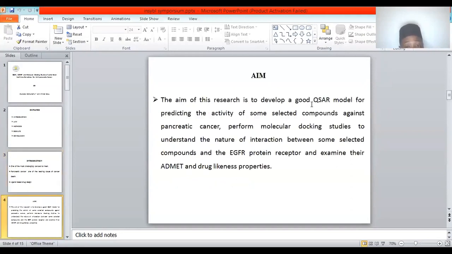The aim of this research is to develop a good QSAR model for predicting the activity of some selected compounds against pancreatic cancer, perform molecular docking studies to understand the nature of interaction between some selected compounds and EGFR receptors, and examine the ADMET and drug-likeness properties.